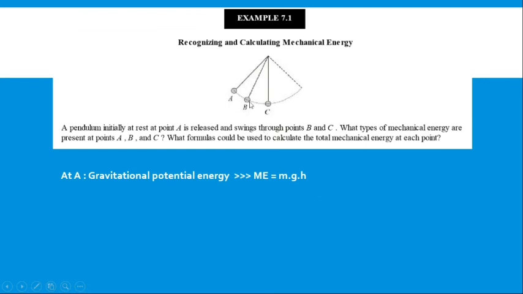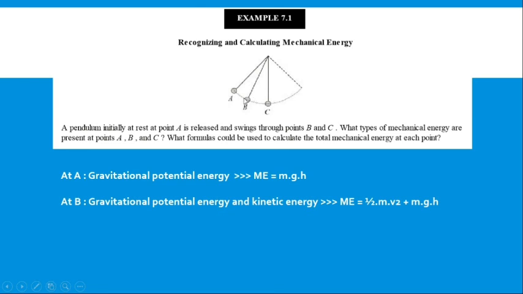Okay, what do you think at B we have? Think a little bit before I give you the answer. At B, we have both. We have gravitational potential energy because we have height above the lowest point or the reference point. And we have kinetic energy because the pendulum here is moving. It's not at rest. From here to here, the pendulum is moving. So we have both, so we will use this formula: mechanical energy equals kinetic energy plus potential energy. So we substitute each formula and we solve.